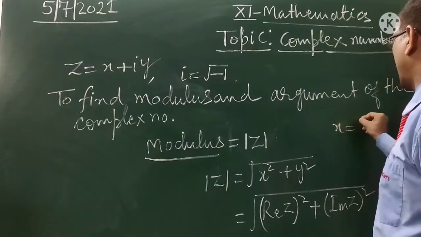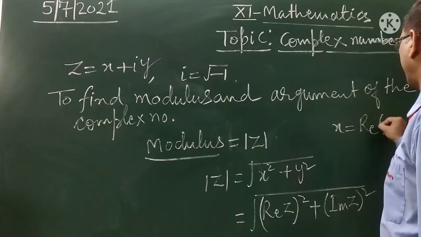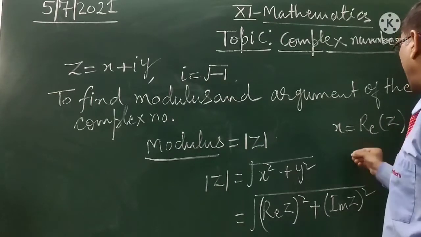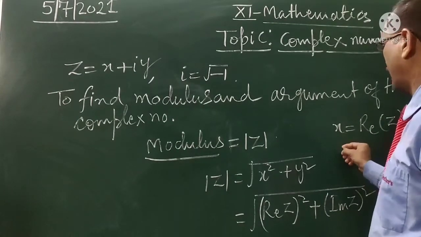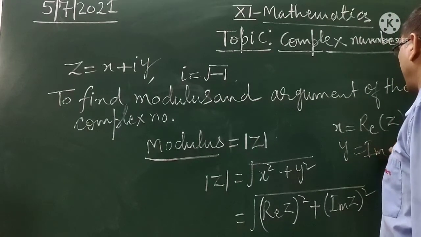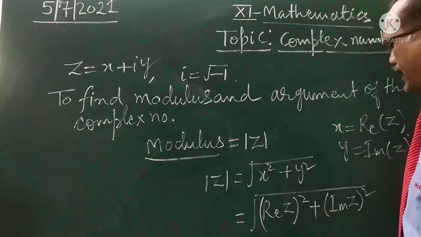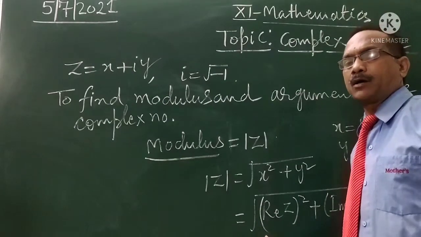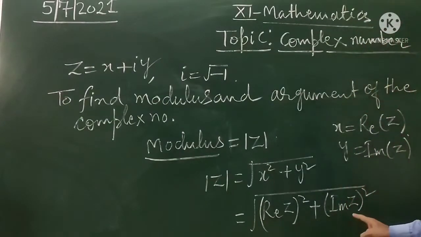x means real part of z and y means imaginary part of z. So we can write it is the real part of z whole square plus imaginary part of z whole square. This way we find the modulus of the complex number.